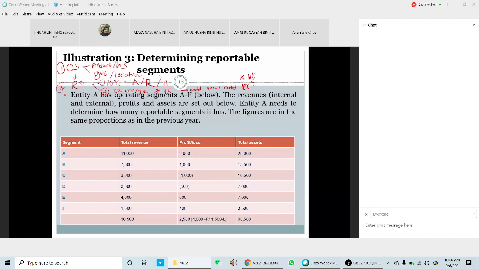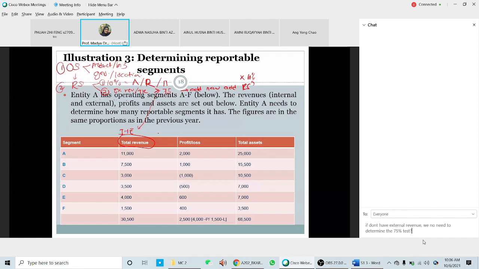Okay, so we try to proceed with this example. Entity A has operating segments A to F, so we have 6 altogether. The revenue here is already combined between internal and external, so we do not know the value of the external revenue and cannot check that one. Then there is the profit or loss, and entity A needs to determine how many reportable segments it has.